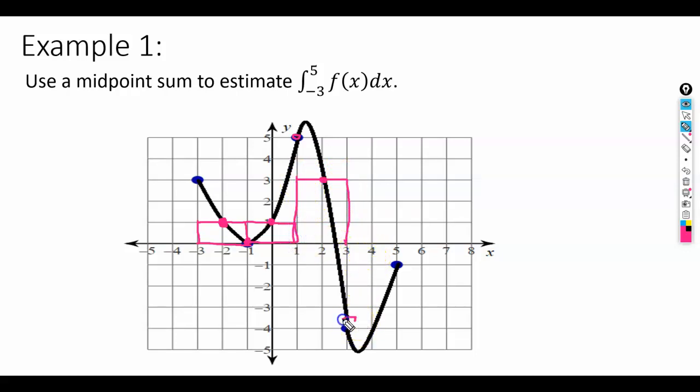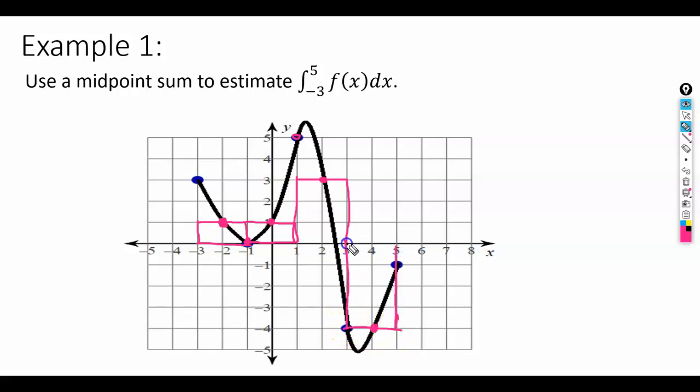The last one we're going to do is go from here to here, and that is an x value of 3 to an x value of 5. So what's the midpoint between 3 and 5? That's 4. Now where's the y value when x equals 4? It's right down here. So the rectangle for that goes this way so that the dot's in the middle, and then straight up to the x-axis.